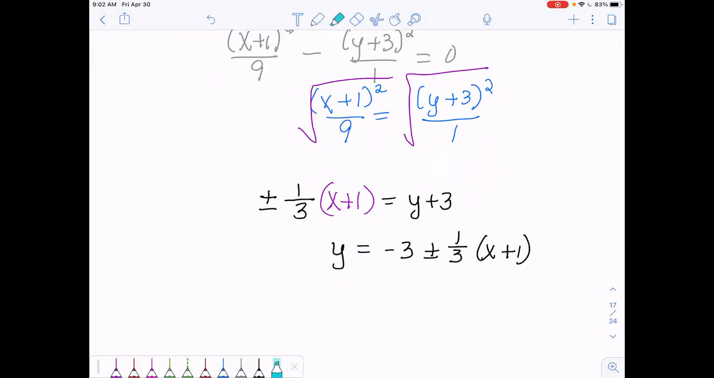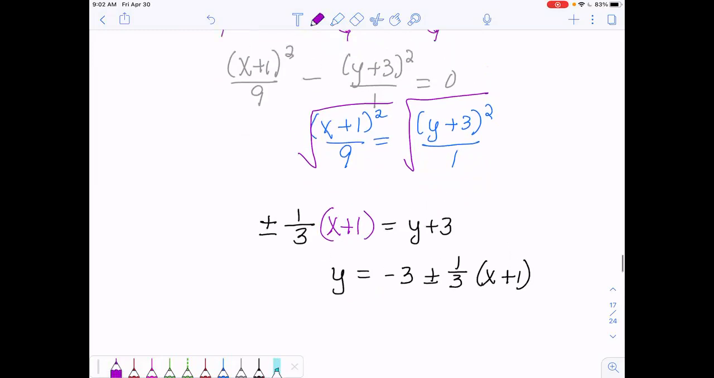So Peter said he found the equations of the asymptotes. And this should be the equations of the asymptotes that you found, Peter. You just found them slightly in a different way. What I did was once I divided by 9, it was in the form of a hyperbola equal to 1.